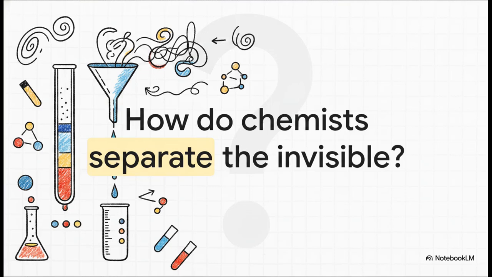Have you ever wondered how chemists manage to take a complex, totally invisible chemical mixture and perfectly separate it out? I mean, it sounds kind of like magic, right? But it's not. It's actually this incredibly precise science of physical and chemical manipulation.